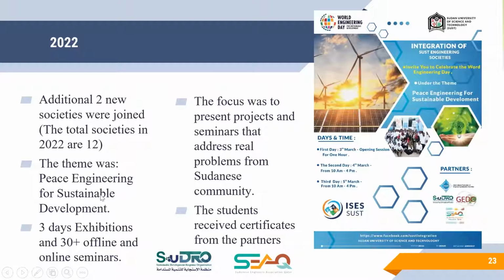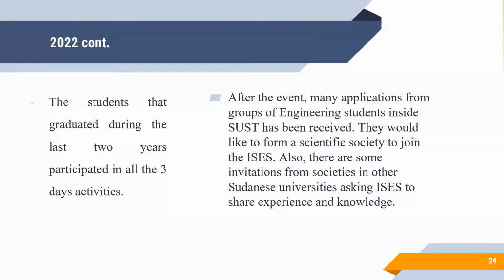The theme was peace engineering for sustainable development. We increased the activity time to 3 days of exhibitions, and there were more than 30 offline and online seminars. We have new international contributors and partnerships. The focus of the projects and seminars was on addressing real problems from Sudanese communities. So this is different. The students received certificates from the partners. If you see the poster here, you see we don't have the participating societies' logos. We only have the integration logo, and this is, I think, the progress we made, maybe we just removed all the borders.